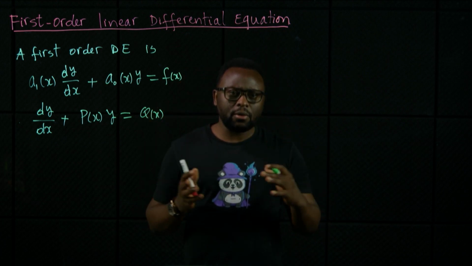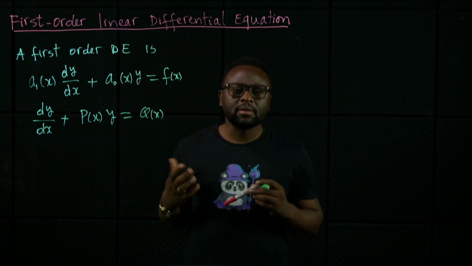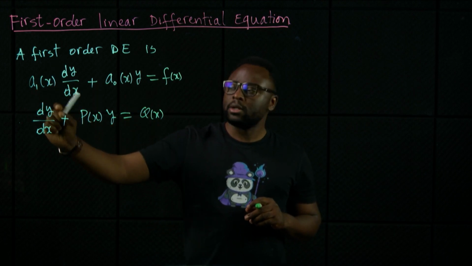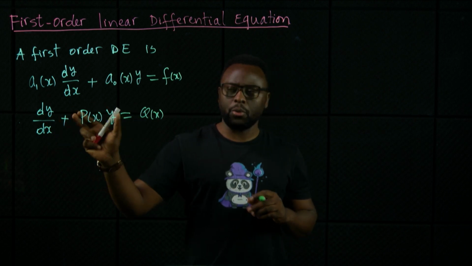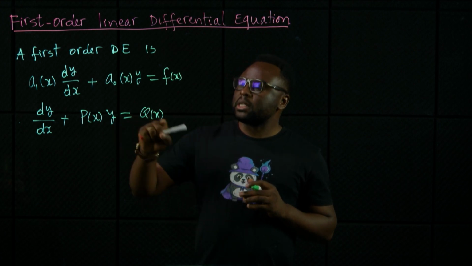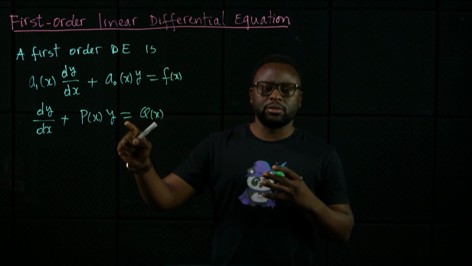The general form of the first order differential equation is given by this equation, and if we divide everything by the coefficient a1, then we obtain this form. We can just rearrange into this second form. So this equation can then be solved by multiplying through by the integrating factor.